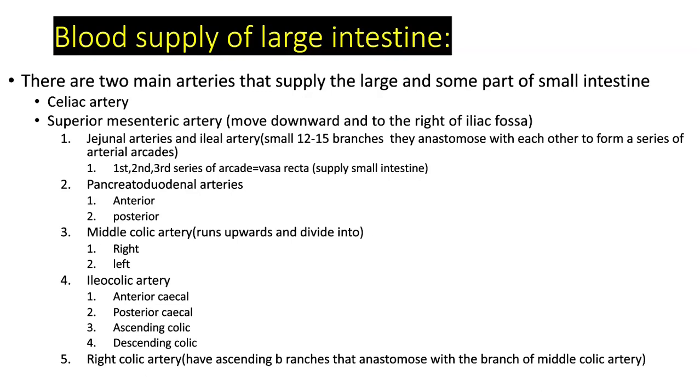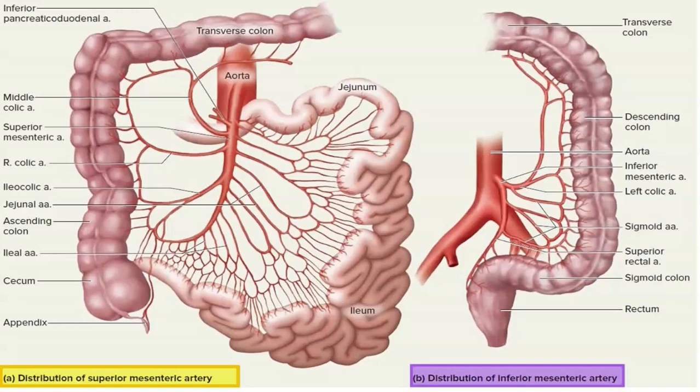The pancreatoduodenal arteries have two main branches, anterior and posterior. The third artery is the middle colic artery, which runs upward and divides into the right and left colic arteries. The fourth artery is the ileocolic artery, which gives rise to four branches: anterior cecal, posterior cecal, ascending colic, and descending colic arteries. The right colic artery has ascending branches that anastomose with a branch of the middle colic artery.